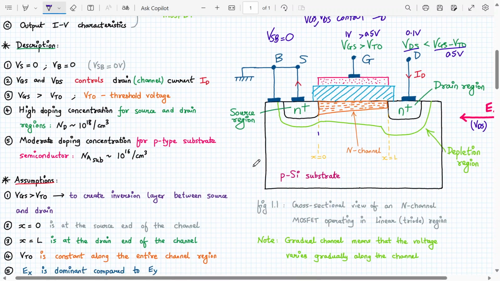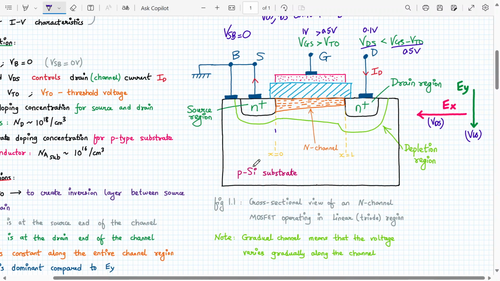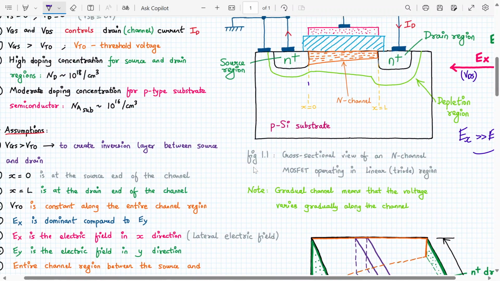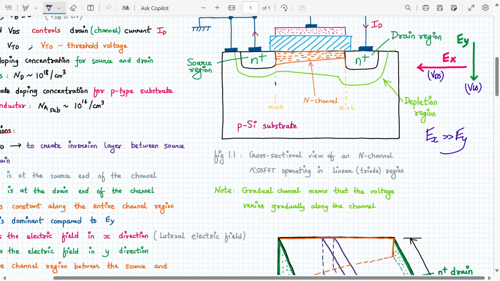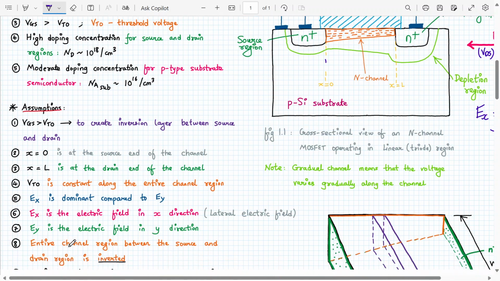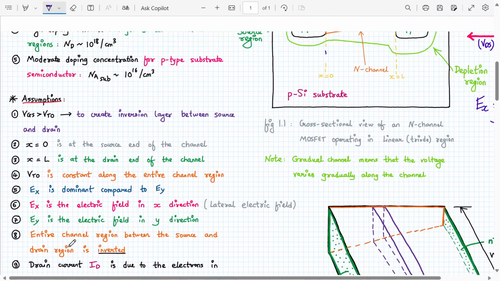We also assume the Ex electric field is more powerful than Ey. Ex, the electric field in the x direction, that is the lateral electric field, is greater than the electric field in the y direction. These are all the assumptions. There are around 9 assumptions that we have written over here.